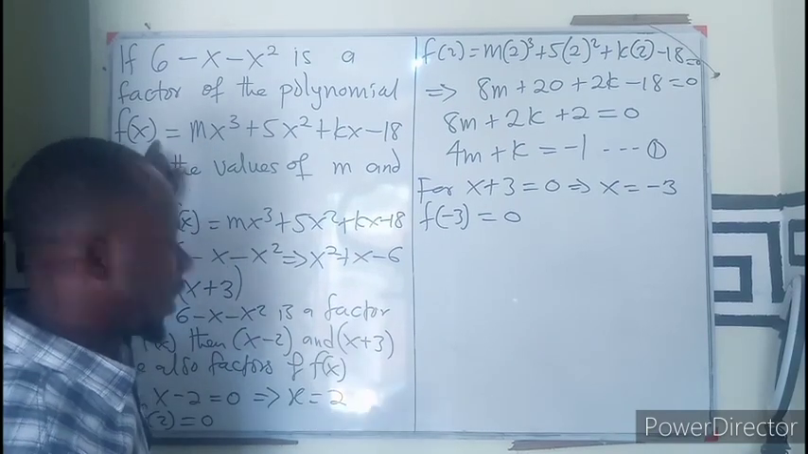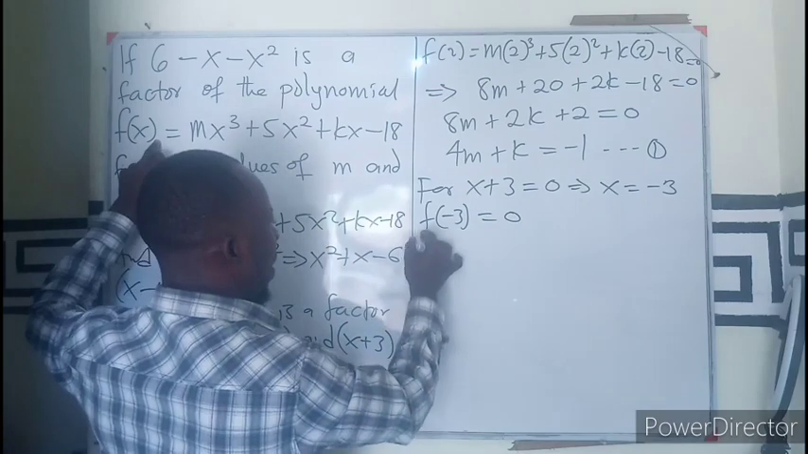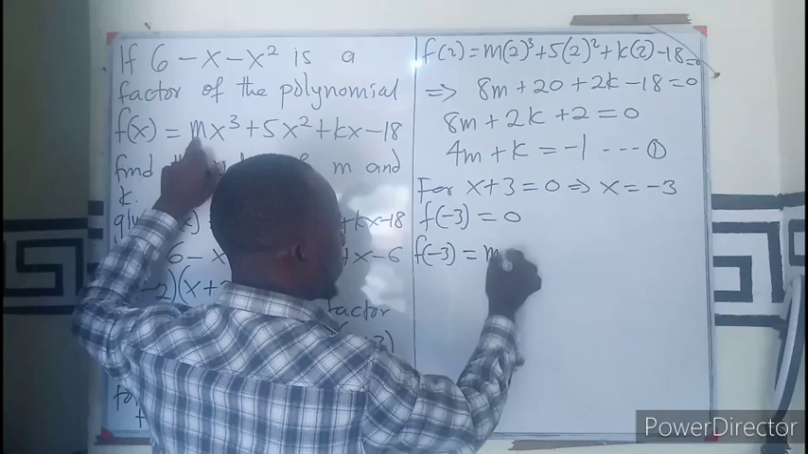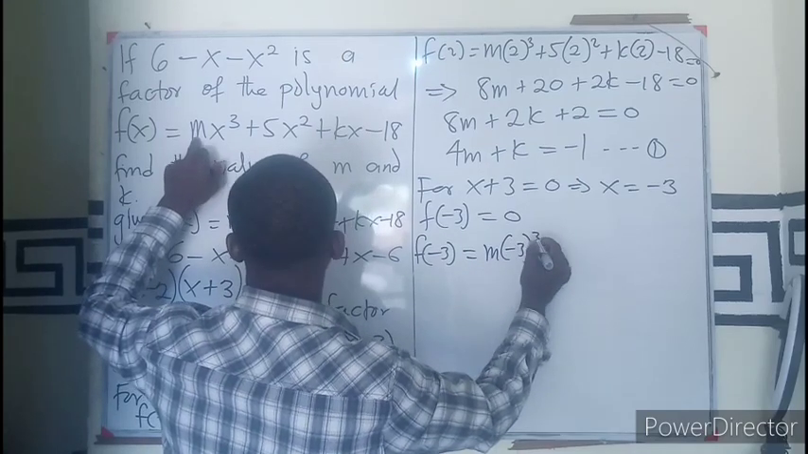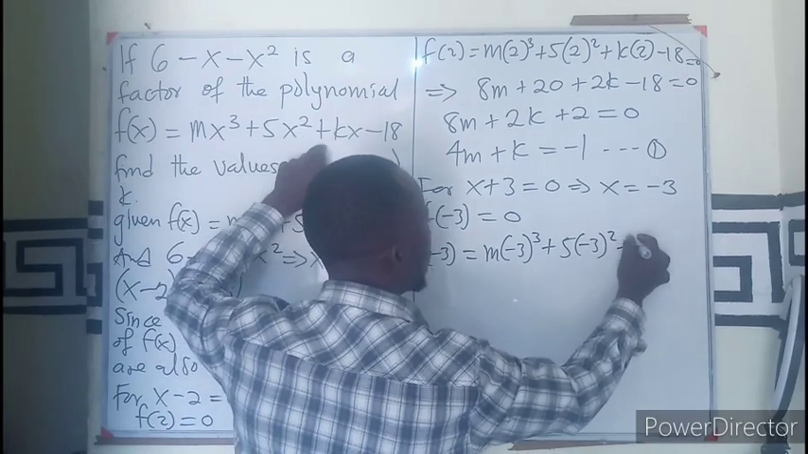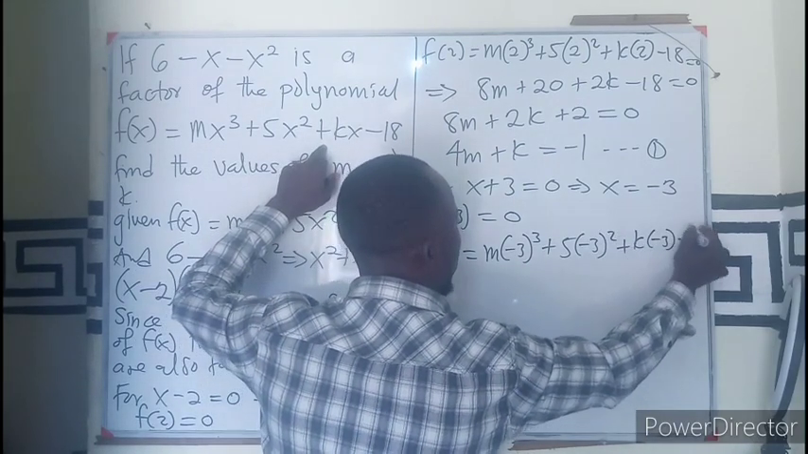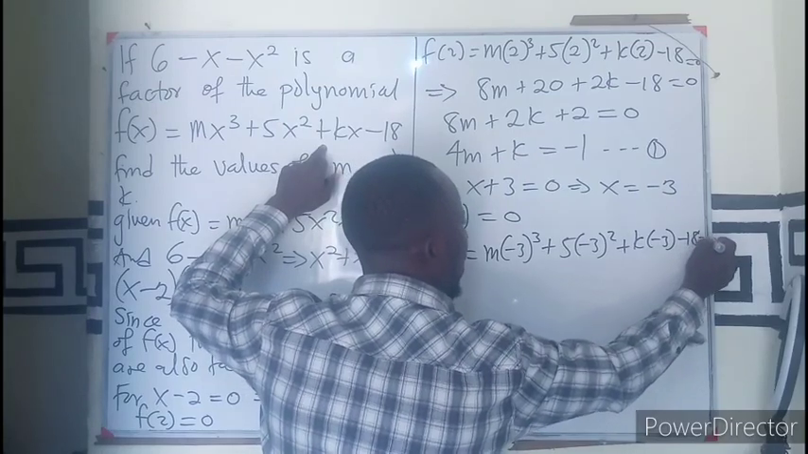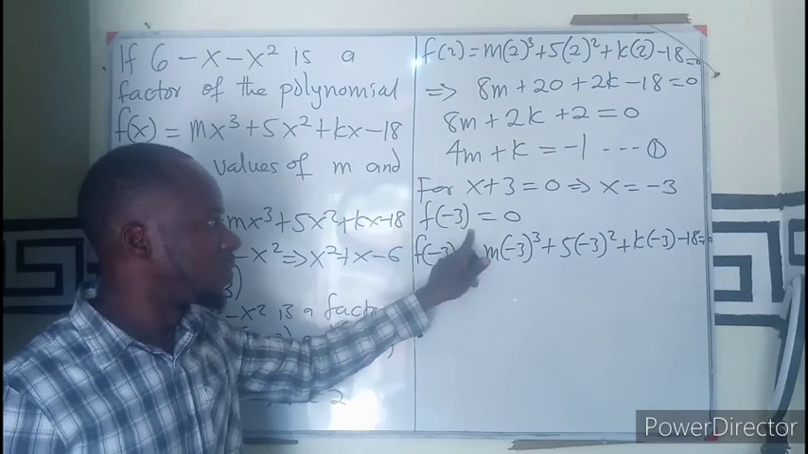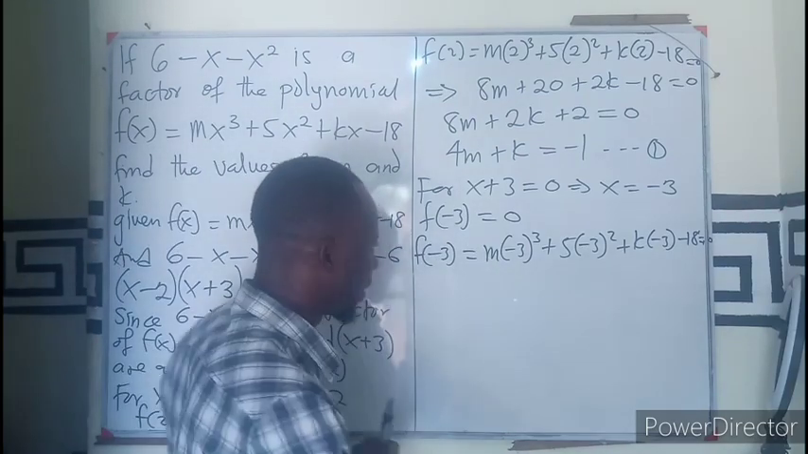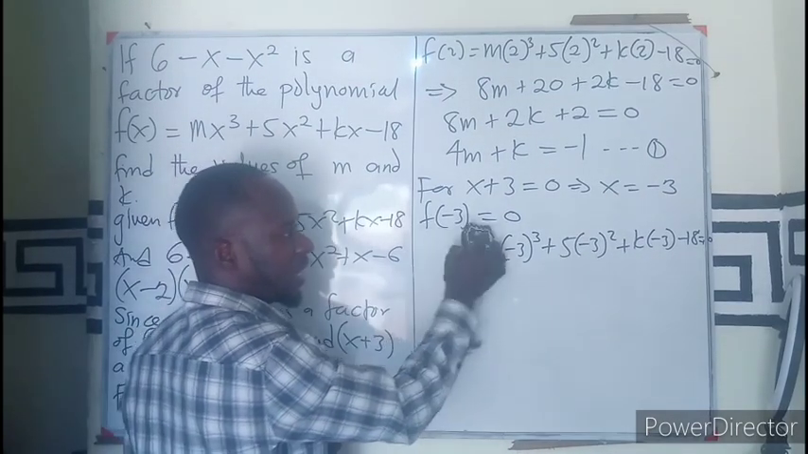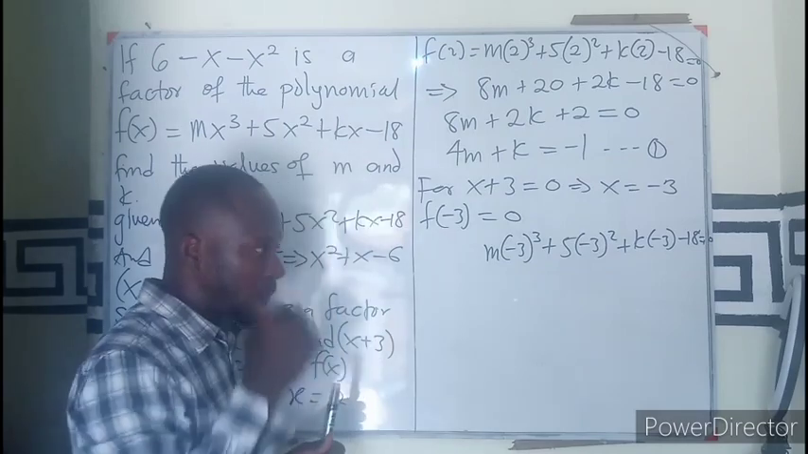Good. So in the same expression, our f of negative 3 should be m times negative 3 all to the power 3, plus 5 times negative 3 squared, plus k times negative 3, minus what? 18. All this must give us what? 0. We should get 0 since we are following this. So let me just leave this here. The whole of this is our f of negative 3 equals 0.